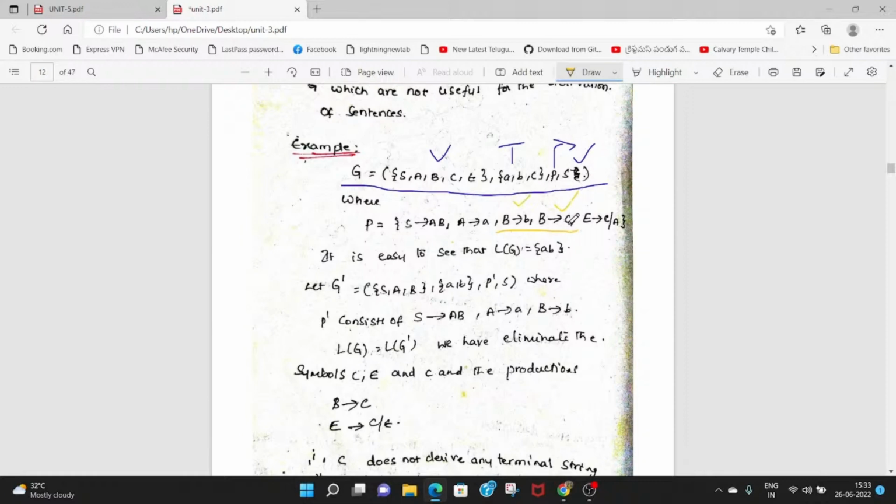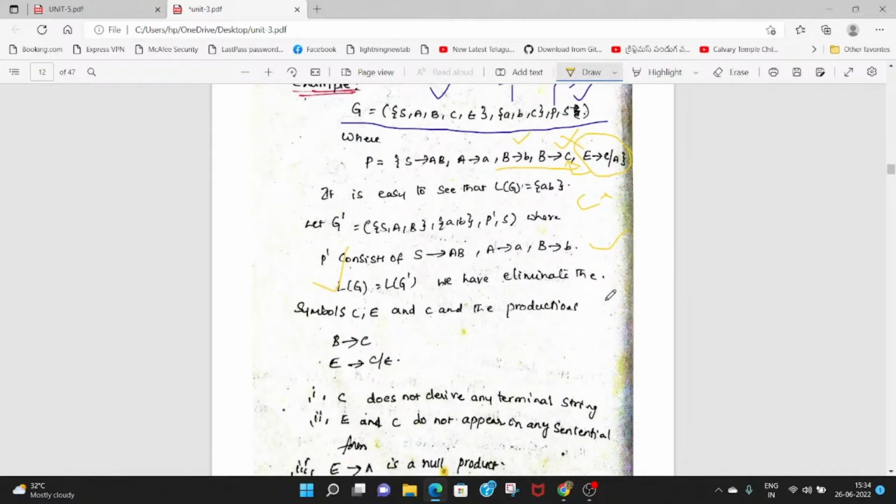Now you can find that this capital C does not derive any productions later in your grammar. Here also there is no C tends to something. So if I take this production, it is useless. So I can include only the productions related to B. Now this G dash is an equivalent grammar for your given grammar after eliminating the productions. The eliminated productions are B tends to capital C and E tends to capital C or A.